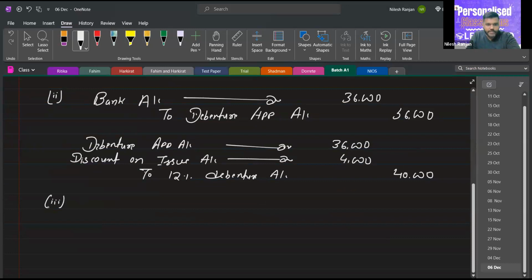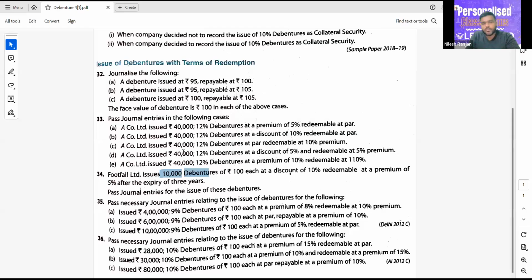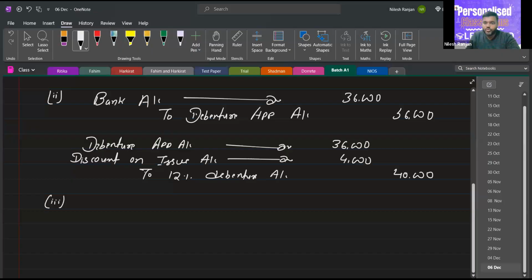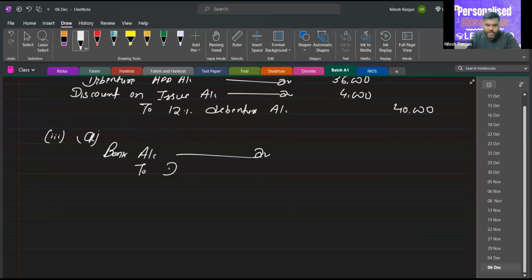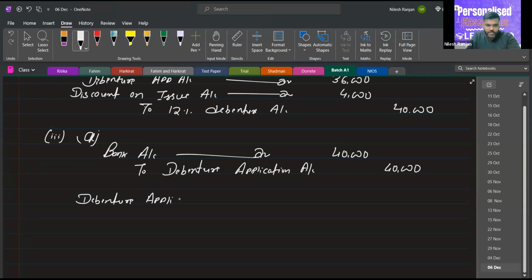So case number three. A Company Limited issued 40,000 12% debenture at par, redeemable at 10% premium. So there is no profit or loss on issue, but there is on redemption. Bank account debit to debenture application account. The amount is the same, 40,000, because there is issue at par. But at the time of redemption, debenture application account debit.